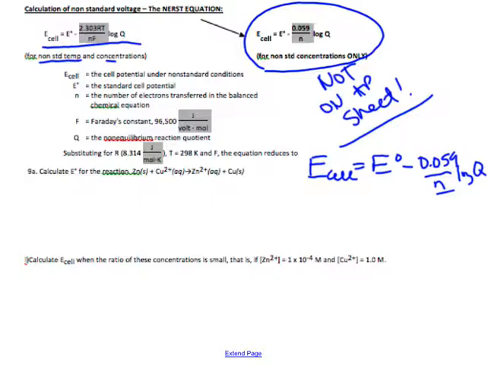Now the log of Q, let's talk about this for a second. Q is really basically K, but it's K when we're what? What's the difference? Not at equilibrium. Why is a battery really not at equilibrium? What does it mean to be at equilibrium?